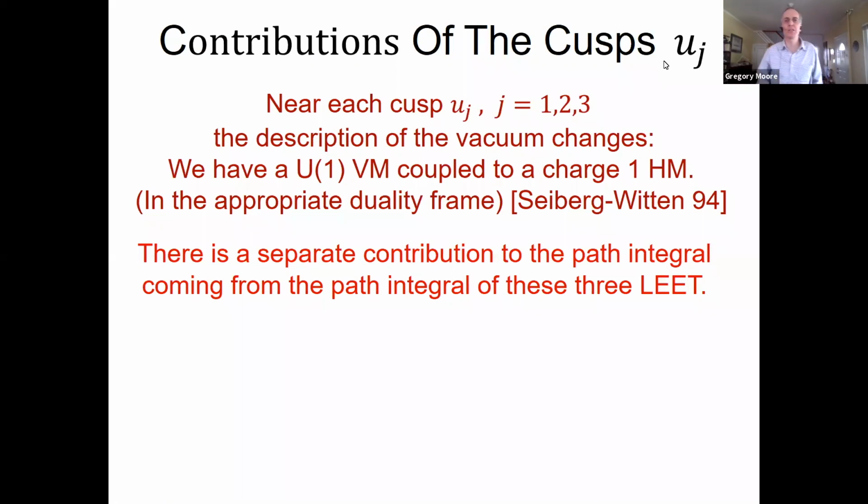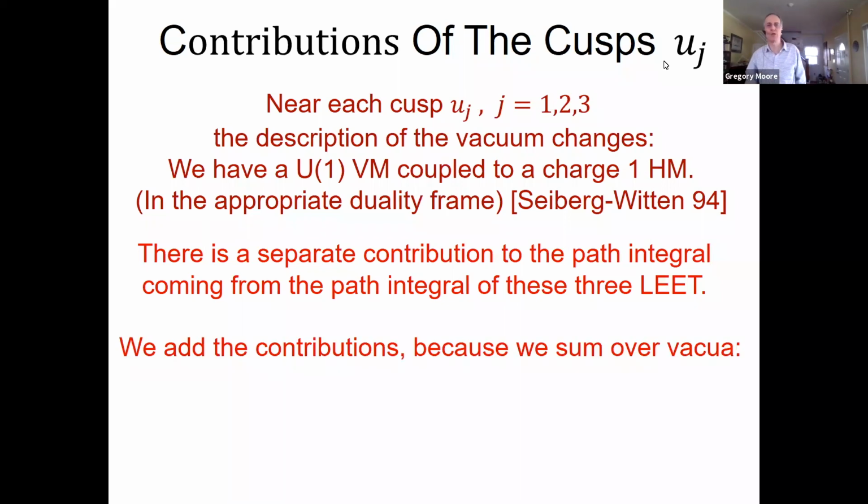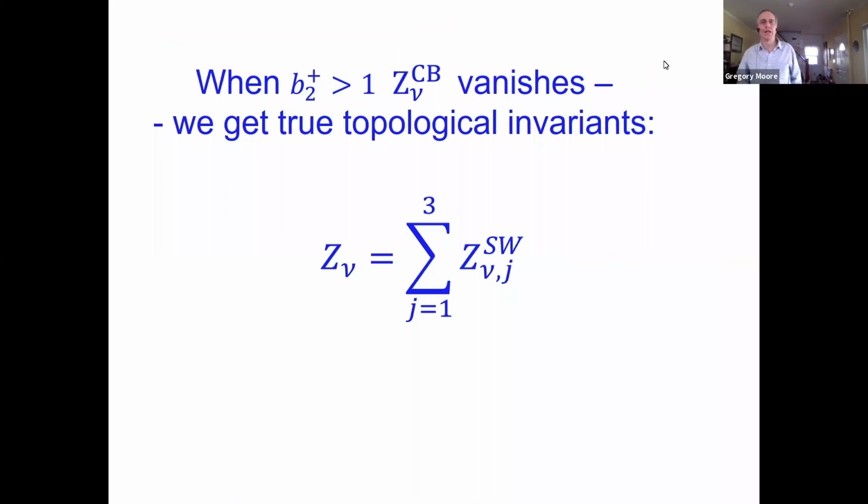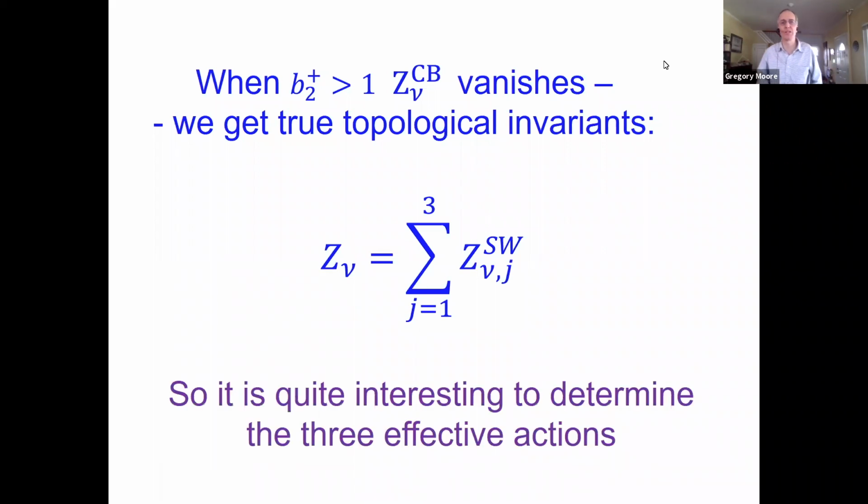And there's a separate contribution to the path integral coming from each of these three low energy effective theories. We add up all the contributions because, as I said before, we sum over vacua. So that's the general form of the partition function: the Coulomb branch integral that we've discussed so far, and then a contribution from the three low energy effective theories valid near the three cusps. In fact, when b2+ is bigger than 1, the Coulomb branch integral vanishes from fermion zero modes, and all we get are the contributions from the three cusps. And those are true topological invariants. So of course, it's quite interesting to determine what these are.